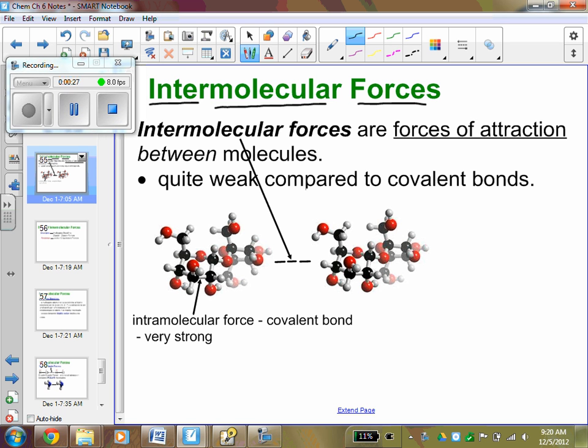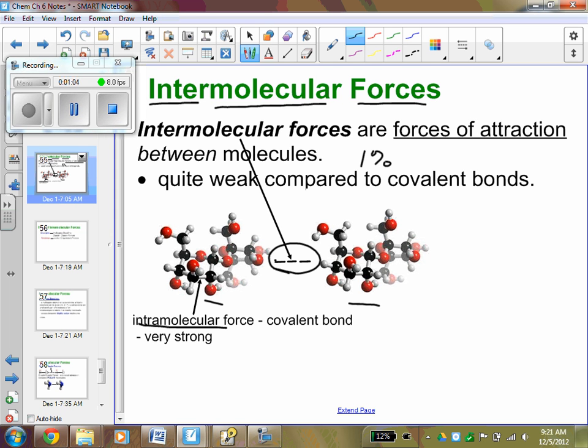So we can see here when we take a look at intermolecular forces, this right here is the force of attraction from one molecule to the next. Now, intramolecular forces are, again, covalent bonds. These are very strong. Intermolecular forces, or what's defined here as forces of attraction between molecules, is about 1% as strong as covalent bonds. They're very, very weak. As a matter of fact, as I mentioned here, they're quite weak compared to covalent bonds. So they're about 1% as strong, so about 1/100th the strength. Okay, so these are forces of attraction between molecules.